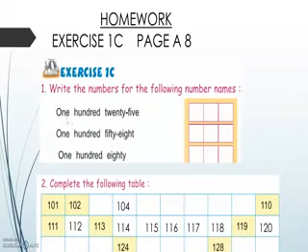First question is 125. How many hundred are there? 100. So 1 here and 25. How many tens are there? 20. 2 tens are there. So 2. And 5. Okay. 125. Got it?